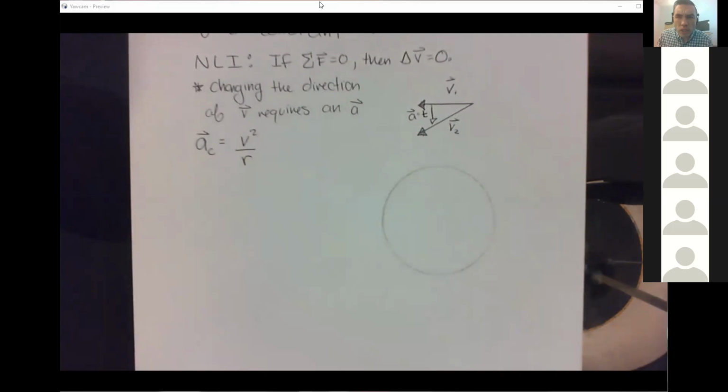And which way does it point? Crucially, which way does it point? Is it inwards? It always points towards the middle of the circle.